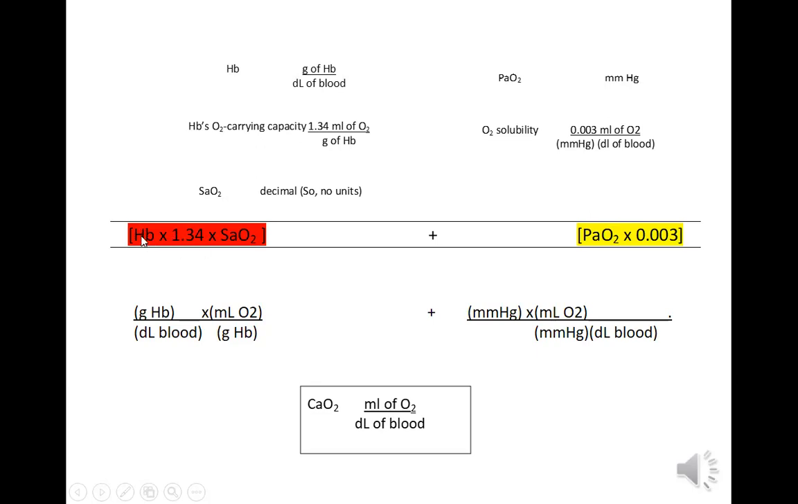Hemoglobin hopefully is around 15. The SaO2 hopefully above 0.95. And then you go to the other side of the equation, the PaO2, hopefully it's close to 100, times the solubility coefficient, which is 0.003. Ultimately, you get the units, milliliters of oxygen per deciliter of blood. And that's the absolute content of oxygen we can get. And of course, you're going to need all these values.